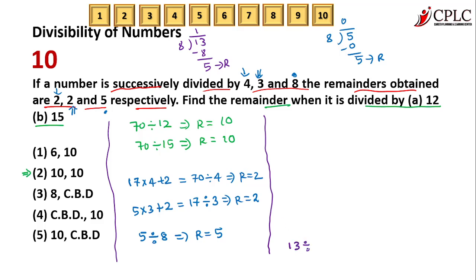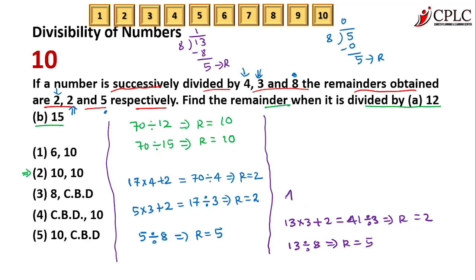13 when divided by 8 gives us the remainder 5. Then before 8 we were dividing by 3. So because we are going ulta, we have to multiply. So multiply by 3 and the remainder is 2. So that is 39 plus 2, that is 41. 41 divided by 3, yes, remainder 2 will come. 13 3s are 39. And before that we were dividing by 4.